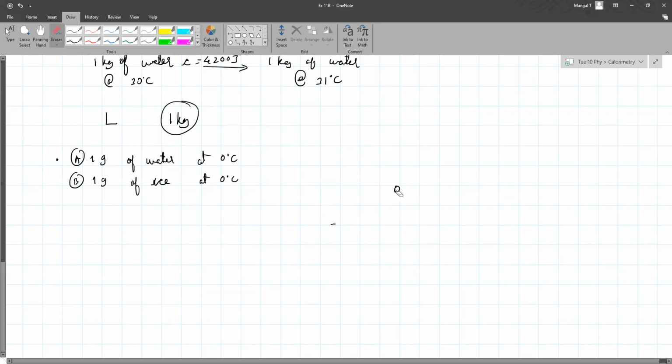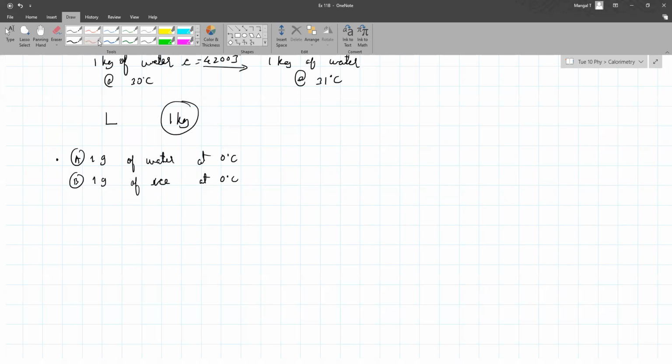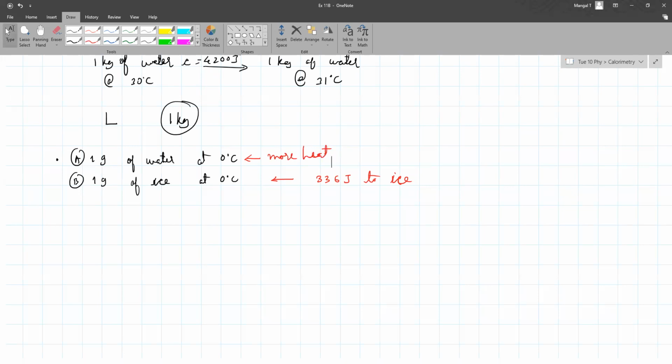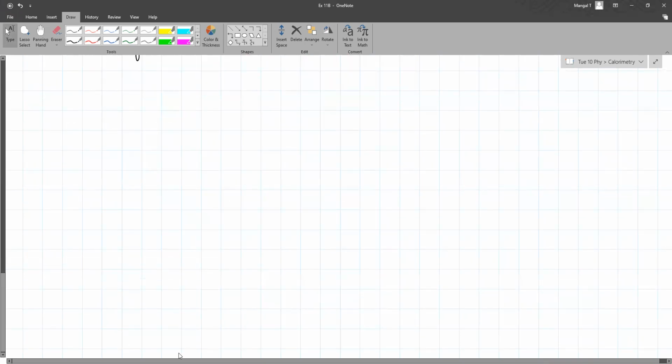Now, if you are going to apply a similar logic to this point, here you have water at 0° and ice at 0°. If you want to bring one of them to the state equal to the other, ice will require more heat supply. So you will have to supply 336 joules to ice. Then only will ice become equal to 1 gram of water at 0°. So therefore, 1 gram of water at 0° has more heat than 1 gram of ice at 0°. Right. Similar questions can be asked to you. You should be able to answer.